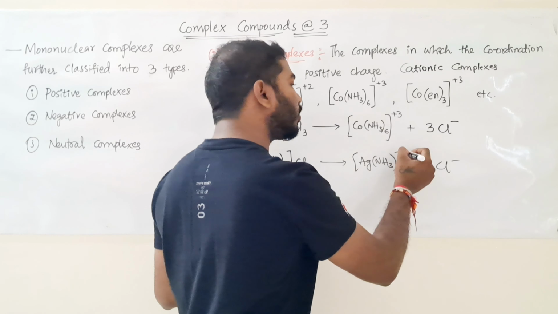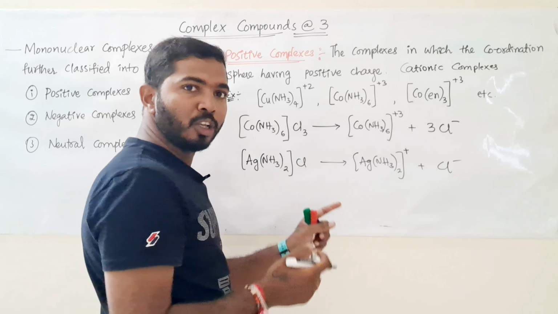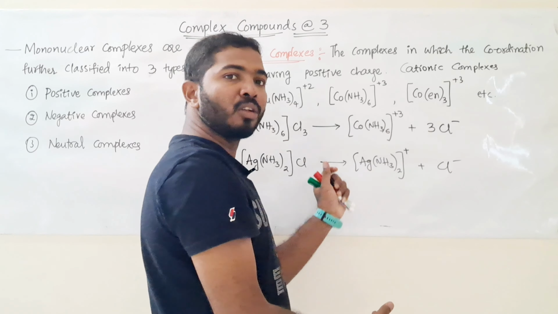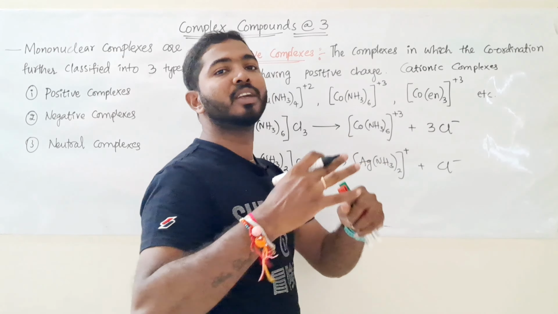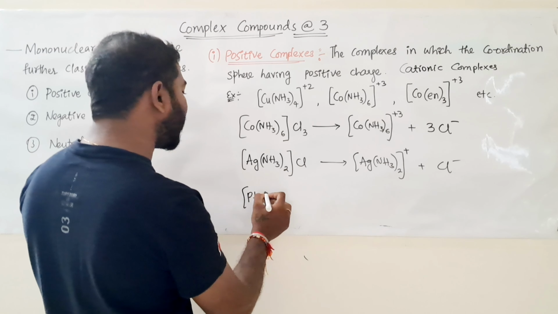For that we need to take +1 charge on the complex sphere. Hope it is clear. So this is how we give the charges on the coordination sphere, so that it is easy to classify them. And now let me take some other example also.